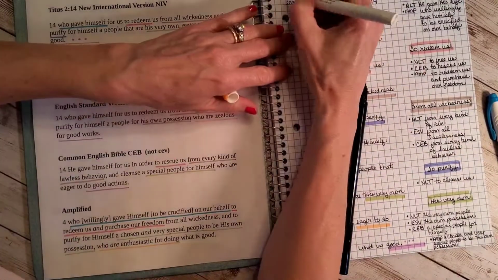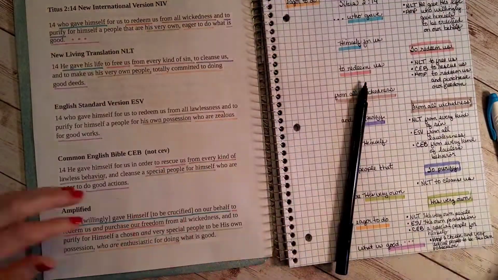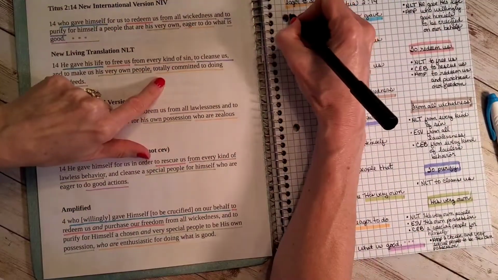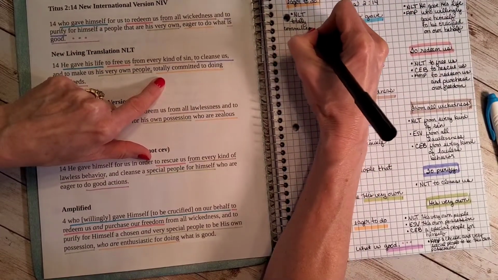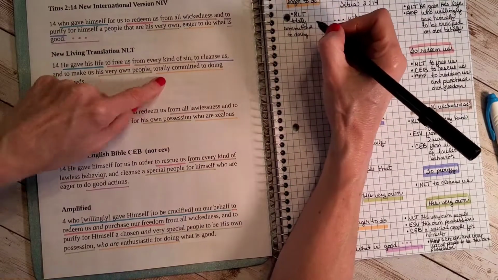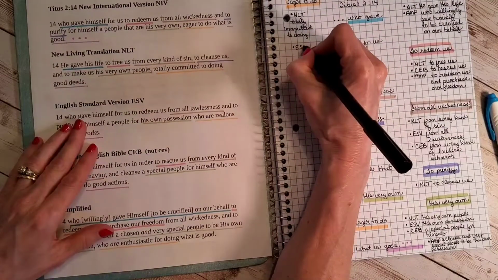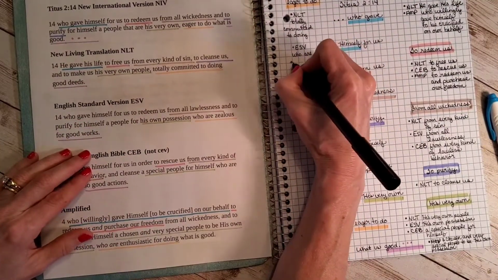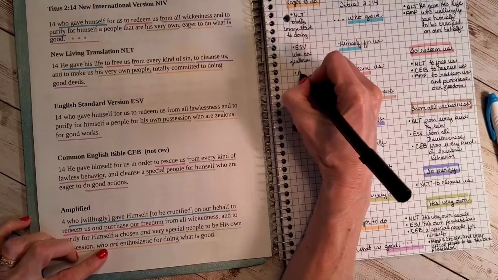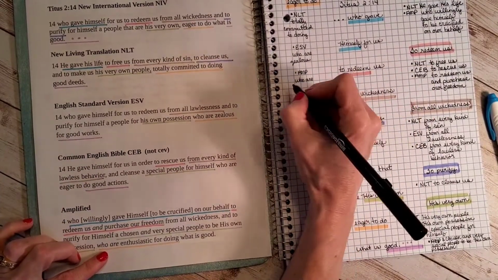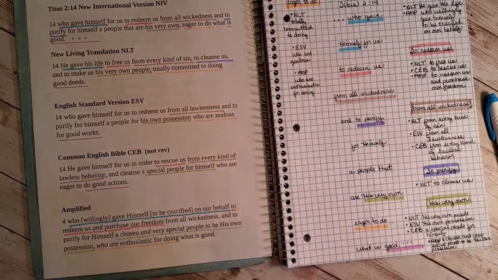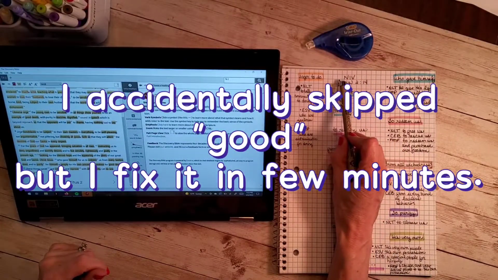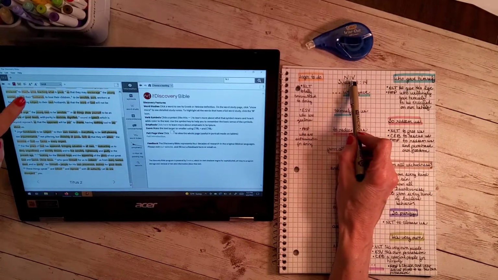Okay, so now we're looking at eager to do, and I'm highlighting that in orange. I'm sorry, that's kind of tucked up there at the top. The NLT says totally committed to doing. The ESV says who are zealous. And the Amplified says who are enthusiastic for doing. I accidentally skipped the word good. We're going to catch that in just a few minutes.